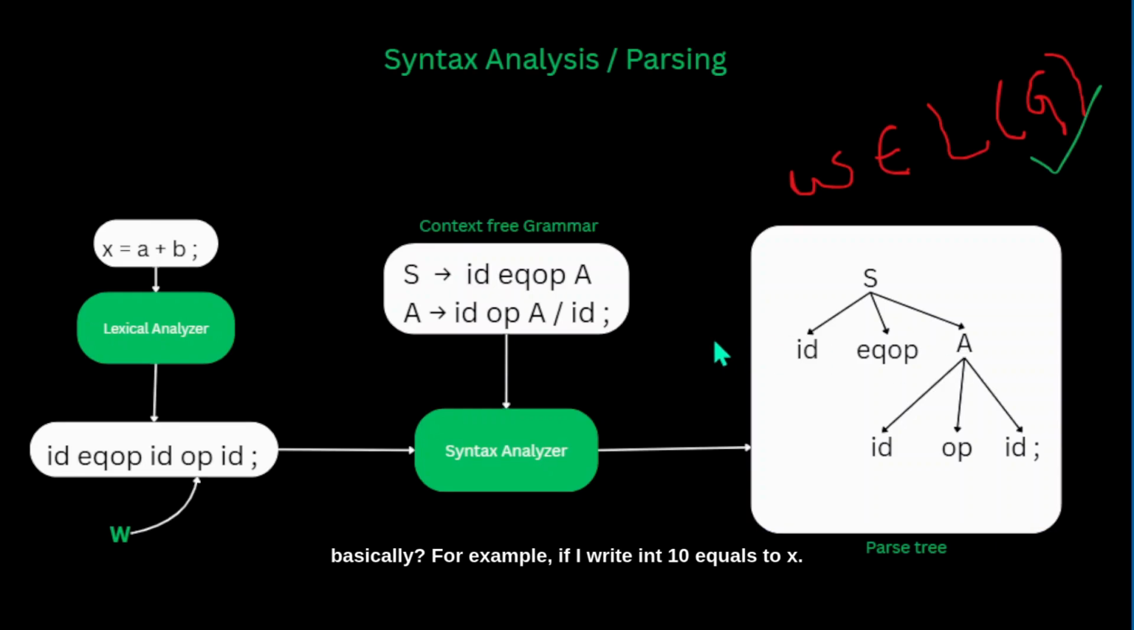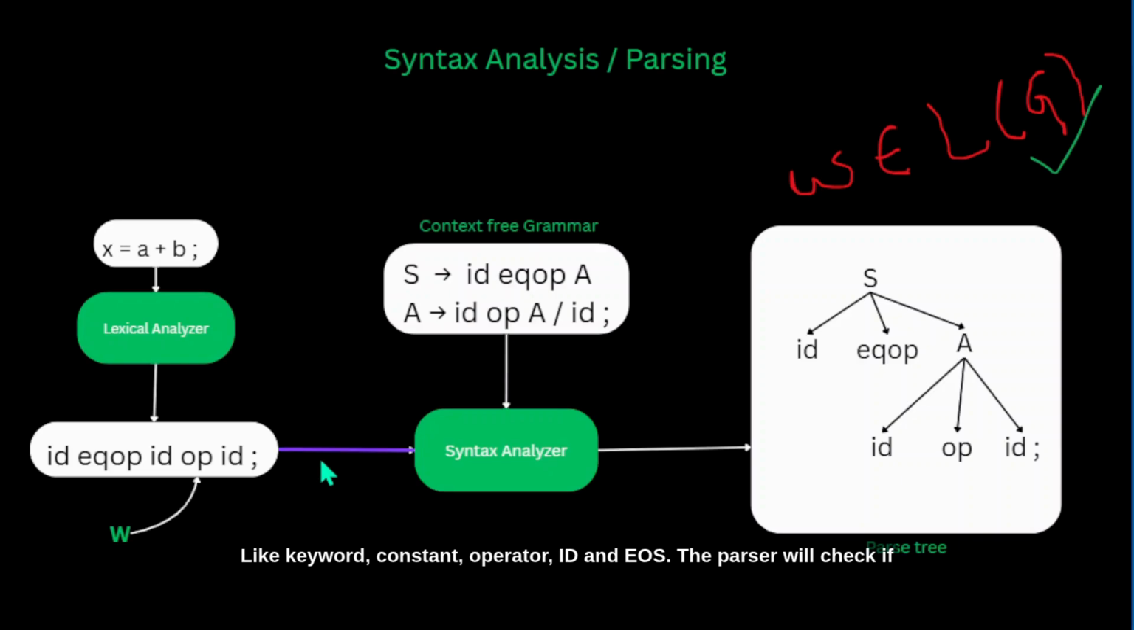Basically, for example, if I write int 10 equals to x by mistake, here we see that there is no issue in the words themselves, because int is fine, 10 is a constant, equals to is fine, x is fine, end of statement operator is also fine, and therefore it will not be caught by the scanner or the lexical analyzer. It will be converted to a set of tokens, like keyword, constant, operator, id, and eos.